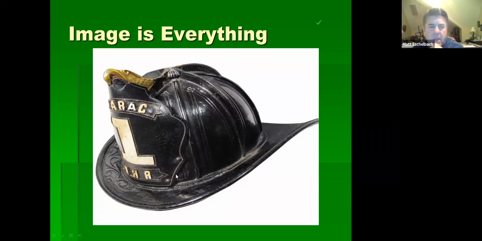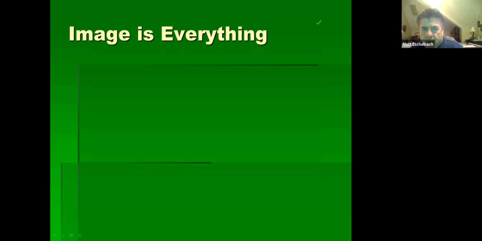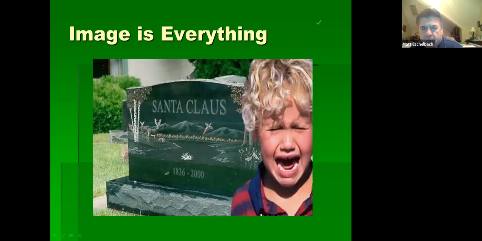Thank you. This is a typical fireman's hat with the front and the back. This is what we talk about when we talk about fireman's hat or tombstones, which we'll go over in a few minutes. Of course, it's that time of year where we have to have the correct image for everything.